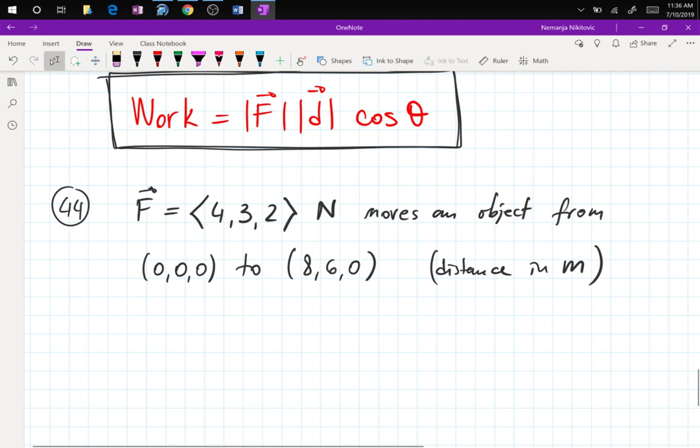Well, we all know that we are supposed to calculate the distance vector by subtracting the initial point from the terminal point. That was our first lesson of the course. So the distance vector is 8, 6, 0 because we are at the origin: 8 minus 0, 6 minus 0, 0 minus 0. So we have our distance vector. We have our force vector. So now we know what to do.